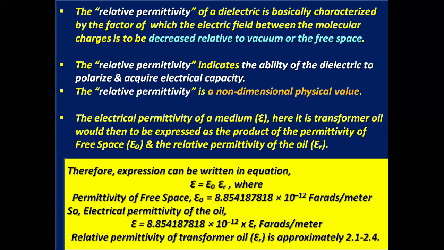So, electrical permittivity of the oil epsilon equals 8.854187818 into 10 to the power minus 12 into epsilon r farads per meter. Relative permittivity of transformer oil, that is epsilon r, is approximately 2.1 to 2.4.